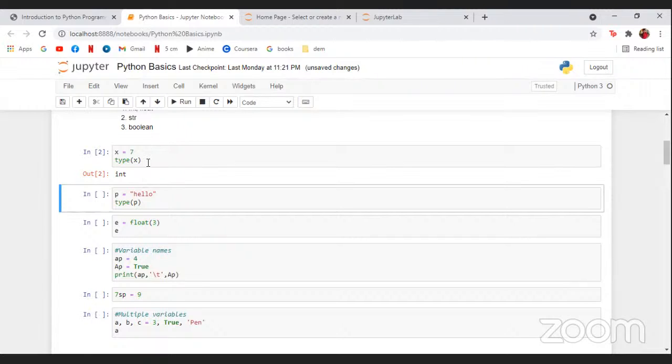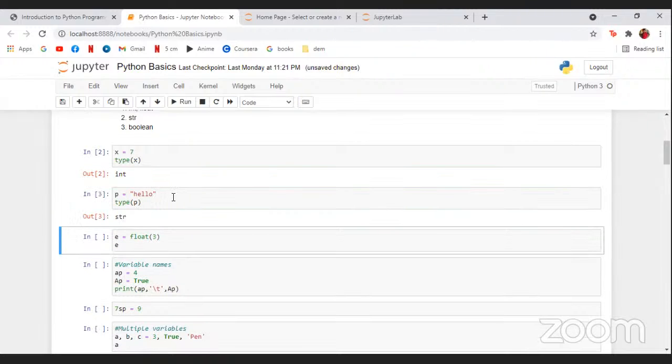It'll give you insight into what kind of data you're working with. So type of x is an integer. Now I say p equals "hello" in quotes. I told you that when you have double quotes or single quotes, it becomes a string. So this is a string, and there are a lot of string functions that you can use to manipulate strings, which are beyond what I'll be teaching you now, but it's good to look into that.